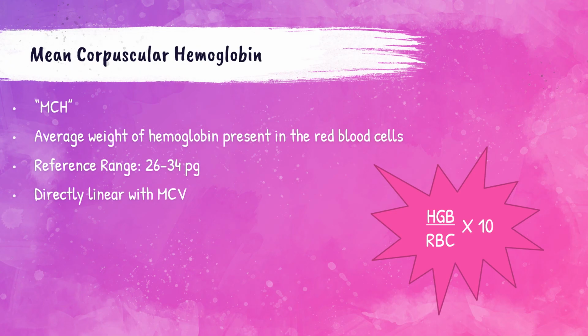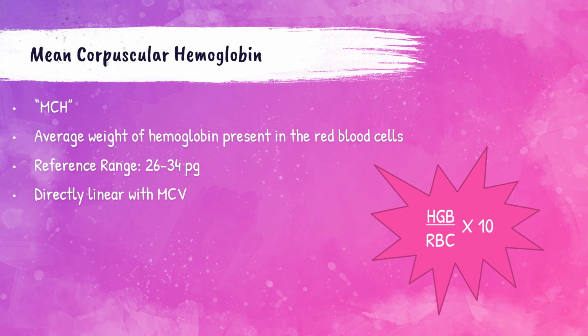So the next red blood cell indice is mean corpuscular hemoglobin, or MCH. This is the average weight of the hemoglobin that is present within the patient's red blood cells. It's calculated by taking the patient's hemoglobin level and dividing it by the patient's red blood cell level, and then taking that result and multiplying it by 10. MCH is measured in picograms, and the normal reference range is 26 to 34 picograms. Now this is directly linear to MCV, and what that means is, if MCV is normal, so will the MCH. If MCV is decreased, MCH will be decreased. And of course, if MCV is increased, so will MCH.